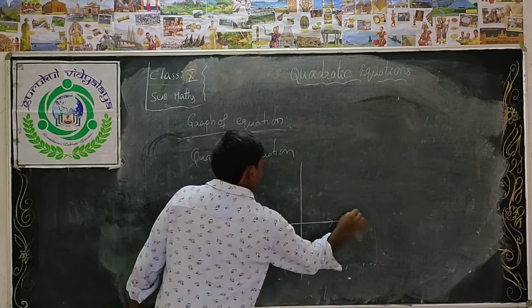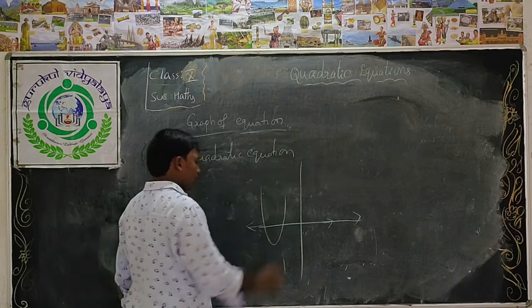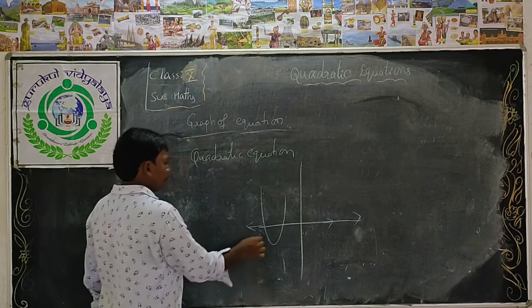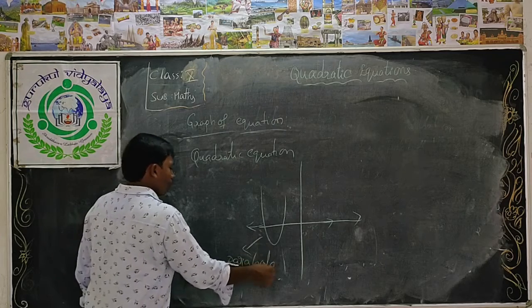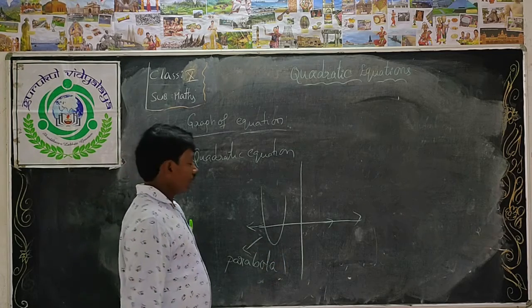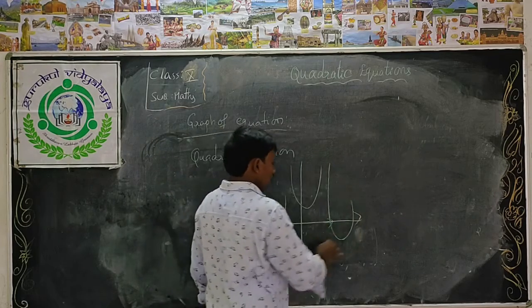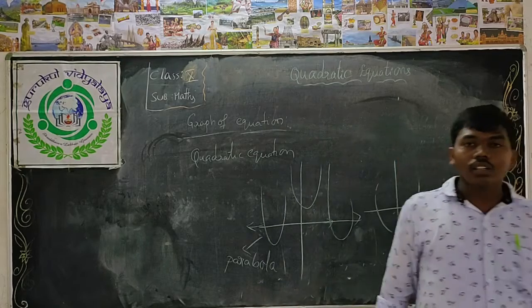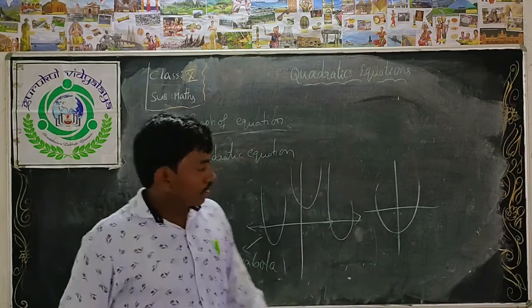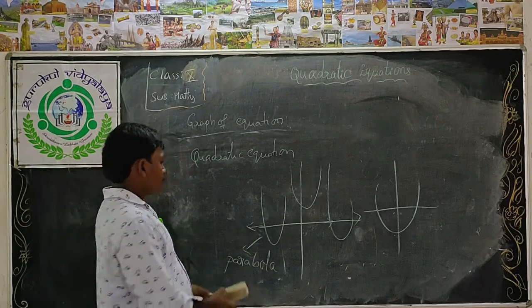See children, the graph of a quadratic equation will be this U shape. This is called a parabola. This word will come up in the polynomial graphs chapter, where the graph will look like this, or like this. The graph of a quadratic equation will become a parabola shape.